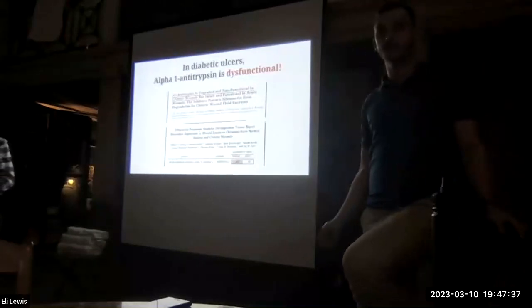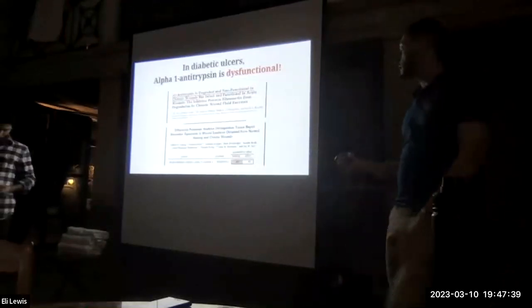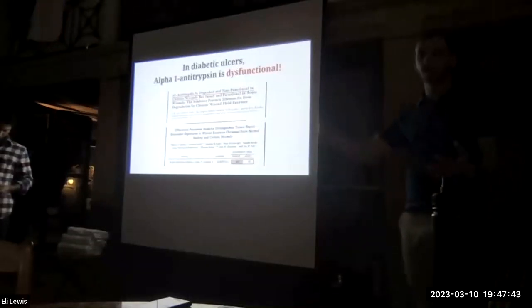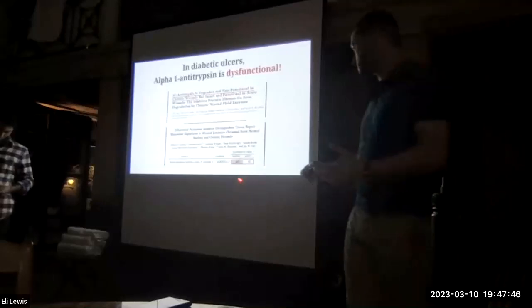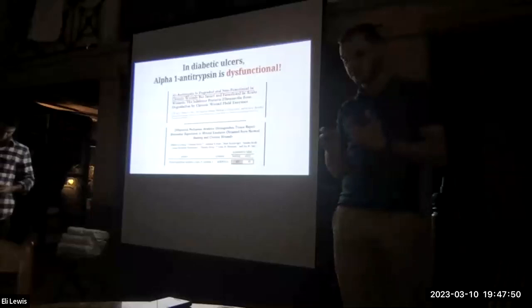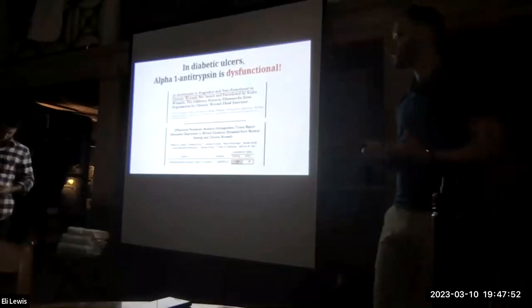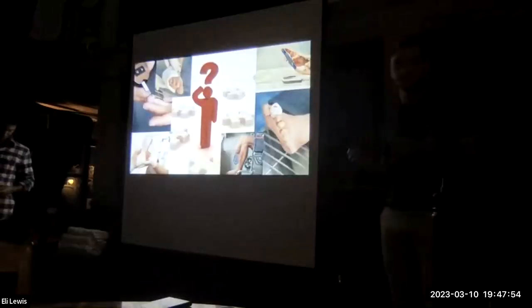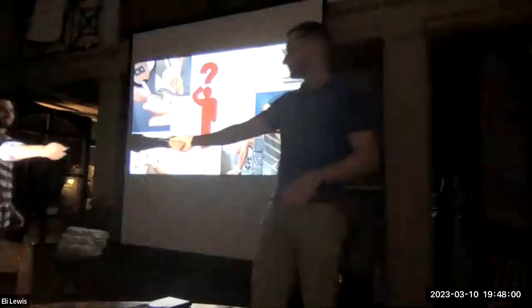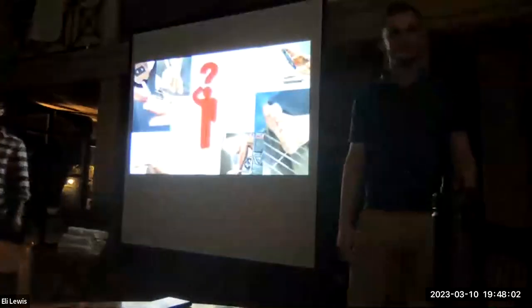It has been established that in diabetic ulcers, alpha-1 antitrypsin is dysfunctional. Both the levels of alpha-1 in the tissue decrease, as we can see here in the values, and the protein itself is dysfunctional. Why is it dysfunctional? What happens to the protein in a hyperglycemic environment that causes it to not do its work? To fail.